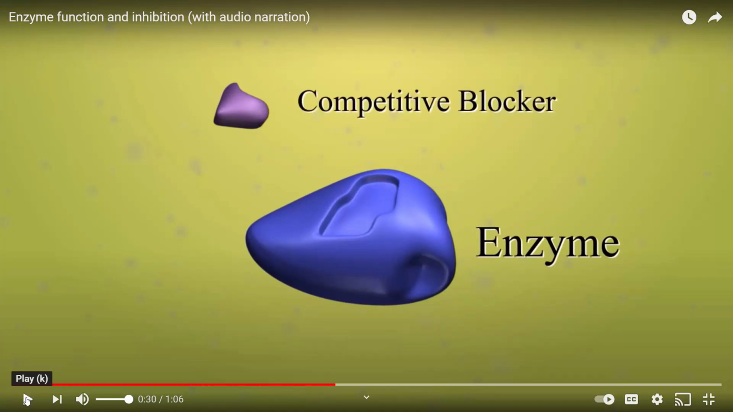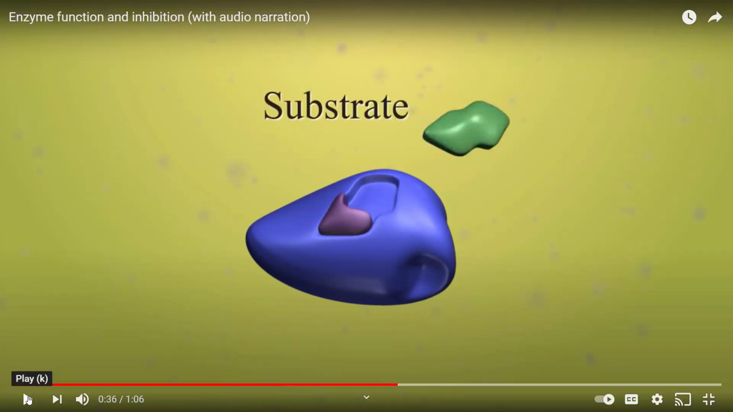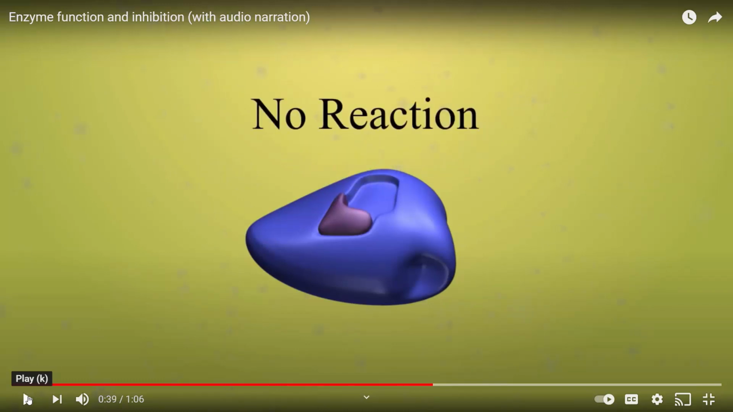So what we see is we have an enzyme and we have our competitive blocker here. So this is not the substrate, but rather this competitive blocker is going to bind to the active site. Watch this. There it goes. Now the actual substrate comes along, and when it tries to bind, it encounters the blocked active site and bounces right off, so there's no reaction. And so this is competitive inhibition. The more of the competitive inhibitor you have, the less reaction you have taking place.